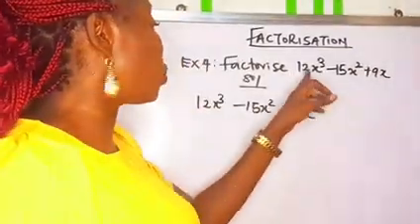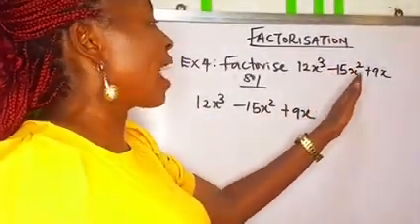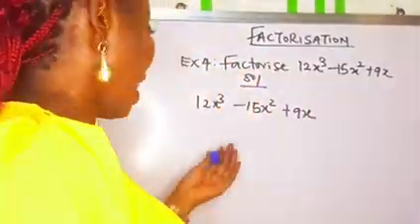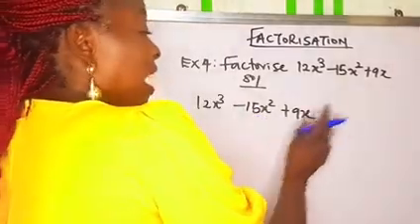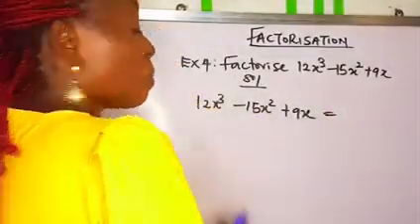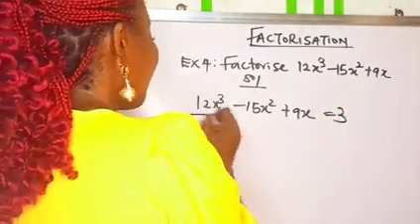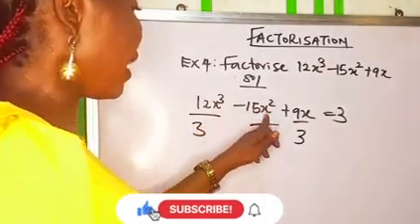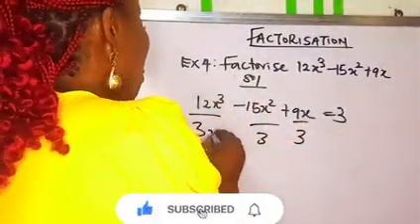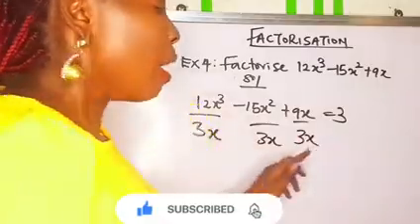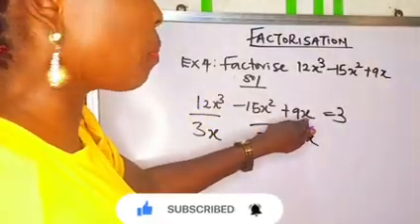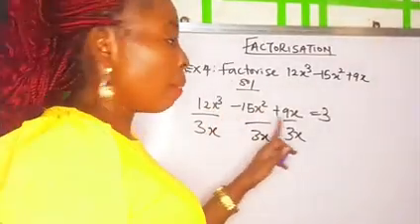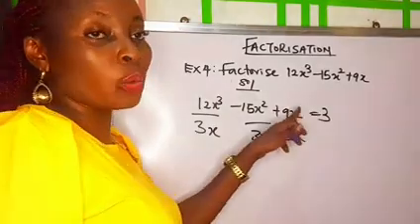Number 4, factorize 12x cubed minus 15x squared plus 9x. So now the common factor that we have between 12, 15 and 9 is 3. That is, 3 can divide the 3 numbers without remainder. So I'm going to bring the 3 here and write it here. So if you notice, you see that we have x, x, and x. So we can bring out 1x. Why are we bringing out 1x? Because you can't bring out 2x from here, because we have just 1x with the 9.